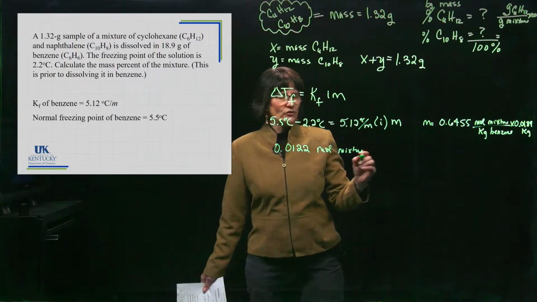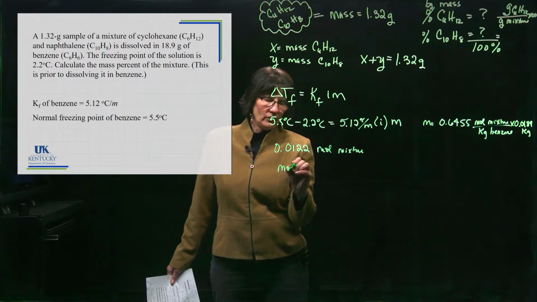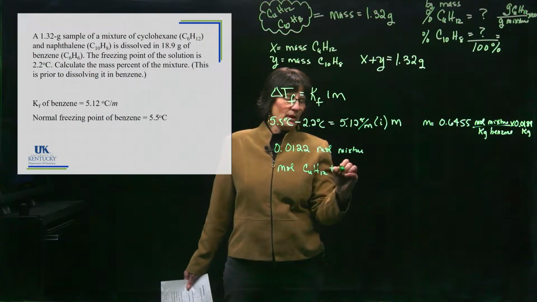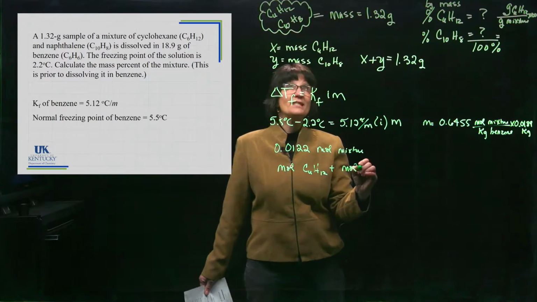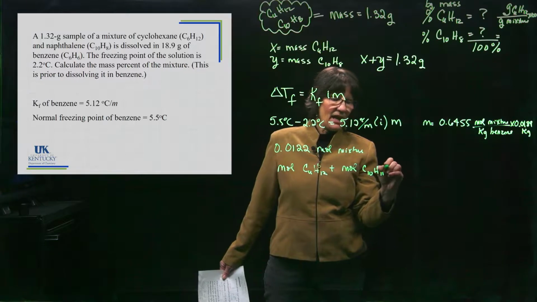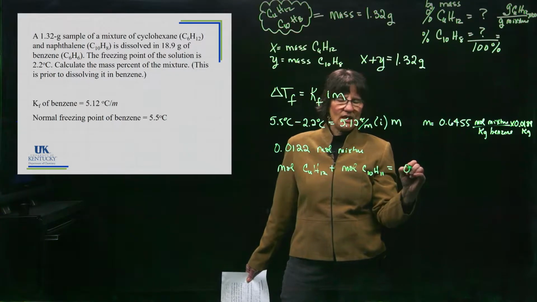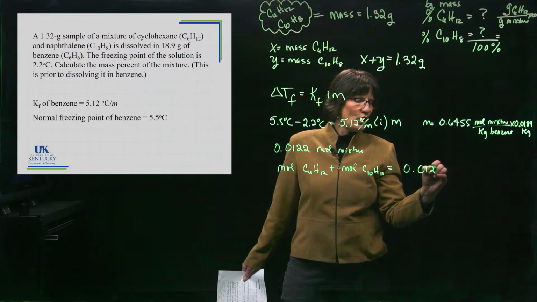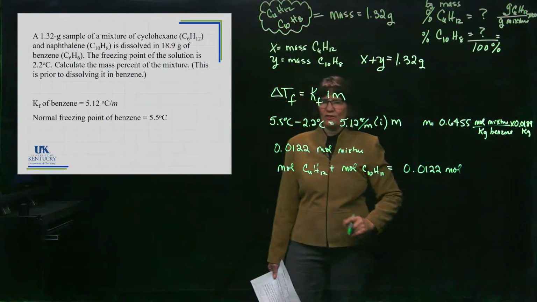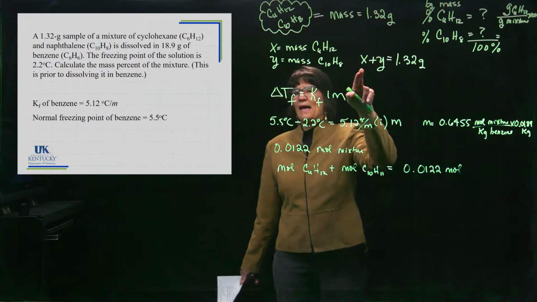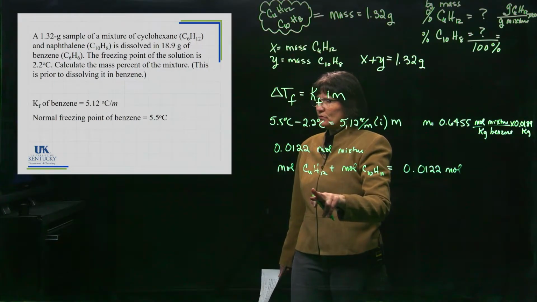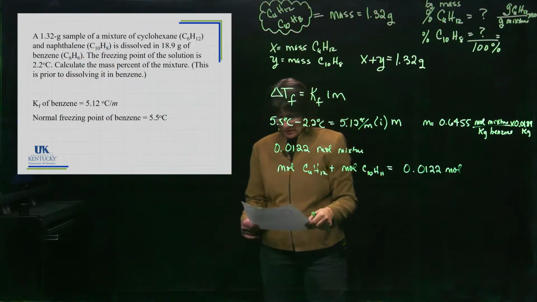In other words, the moles of the C6H12 plus the moles of the C10H8 together have to add up to 0.0122. It still isn't quite X and Y, is it? Because X was mass. How do we go from mass to moles? We end up using molar mass.